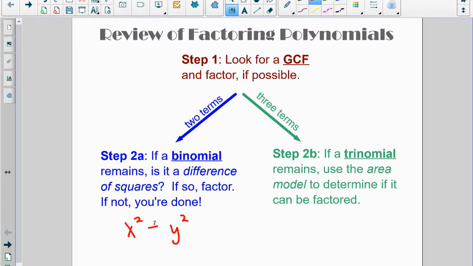For example, if it represents x squared plus y squared, there's nothing more you can do with that. So usually when you get down to a binomial, there's nothing left after you check for GCF and after you check to see if it's a difference of squares.